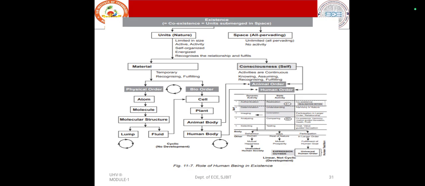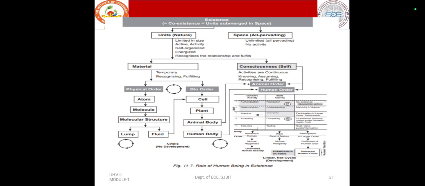Material units recognize and fulfill their relationship. Their conduct is definite. Consciousness units recognize and fulfill their relationship on the basis of assuming without knowing, or assuming based on knowing. Conduct of the human being is definite if it is operating on the basis of assuming based on knowing, and it is indefinite if it is operating on the basis of assumption without knowing.